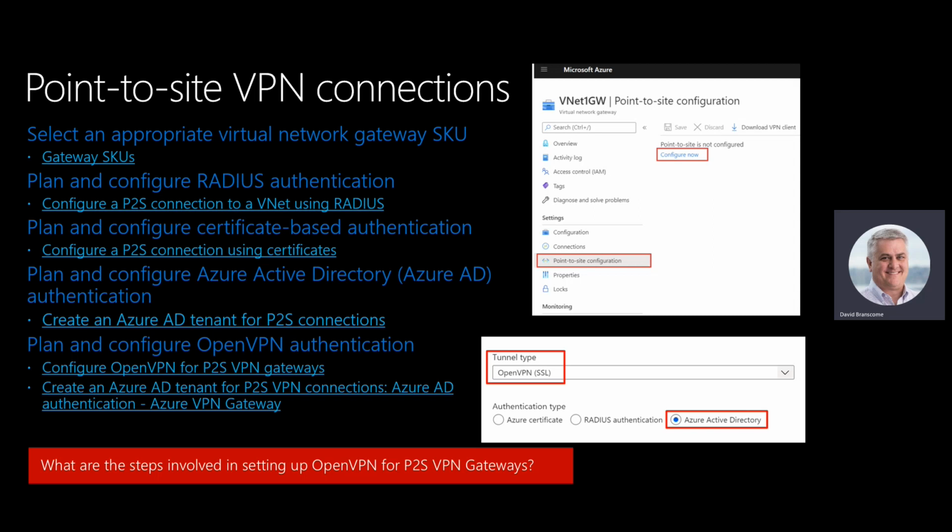So you see a diagram down in the lower right corner of the tunnel type OpenVPN SSL. This is used with Azure Active Directory. Now, it's a good thing to know the steps involved in setting up that OpenVPN connection. So in the section there, plan to configure OpenVPN authentication, it would be a good idea to research or at least understand the steps that are required for configuring OpenVPN and integrating it with Azure Active Directory.